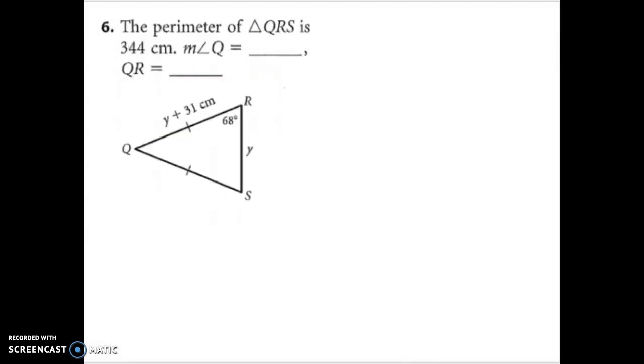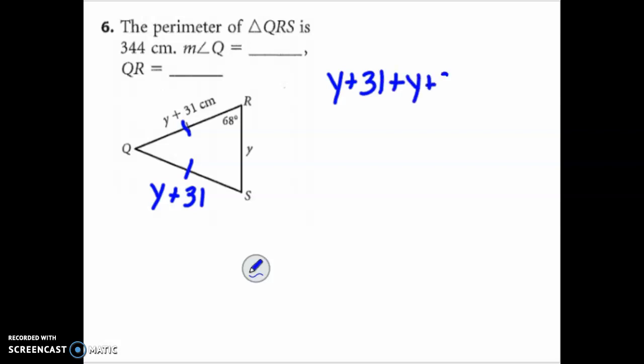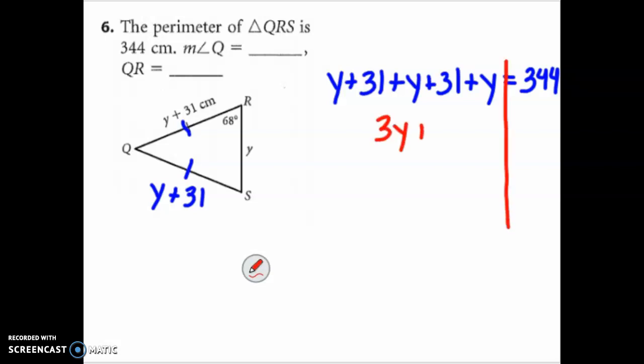Last example here. Again, they gave us some congruent markings, so I'm just going to say this is y plus 31 since these two are congruent to each other. They gave us the perimeter, so let's do what we did before: add up all the sides and set it equal to the perimeter this time, because we're talking about the sides, not the angles. We are going to solve for y. I have 3y plus 62 when I simplify it.